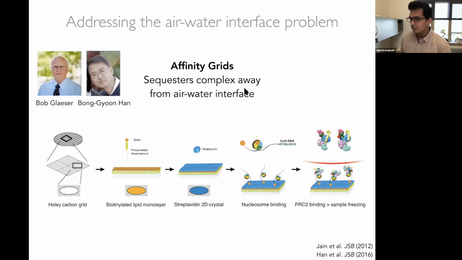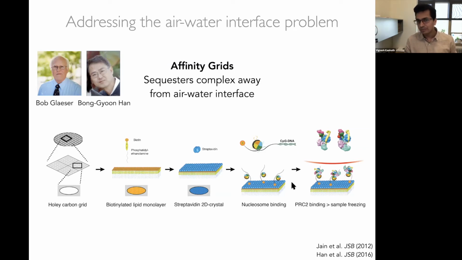The idea is really simple. The complexes, once they get exposed to the air-water interface, denature because it's hydrophobic. So can we prevent these complexes from going to the air-water interface as much as possible? The way we carried out this process for PRC2 nucleosome interactions is we put a biotin tag on the DNA of the nucleosome. And when our complex of PRC2 and nucleosome forms, if we have a streptavidin monolayer, the biotin-streptavidin interaction should keep the complex away from the air-water interface. So this actually ended up working really, really well.